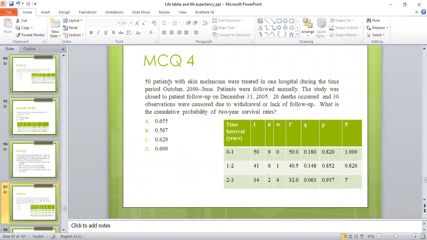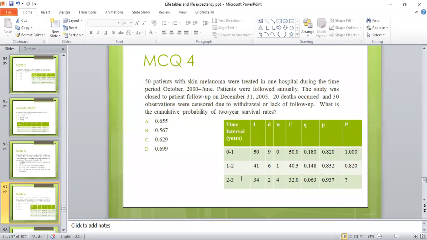Now, MCQ: 450 patients with skin leukemia were treated in one hospital during the time period October 2000 to June. Patients were followed annually. The study was closed to patient follow-up on December 31, 2005. 20 patient deaths occurred and 30 observations were censored due to withdrawal or lack of follow-up. What is the cumulative probability of 2-year survival rates?